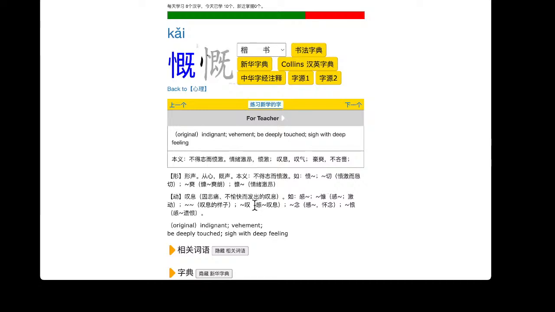Now 慷慨, the word with the character we just studied. When they go together, it has two meanings. One is very excited. The other one is generous. Okay, let's take a look at the character itself.